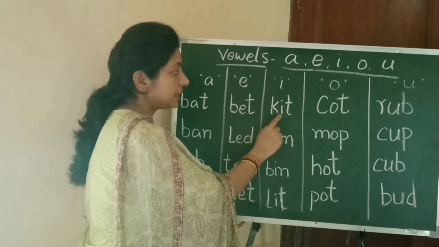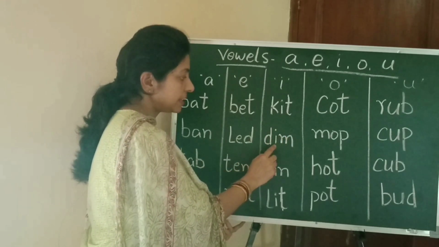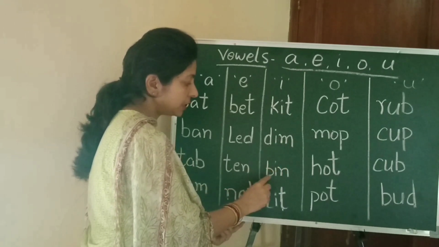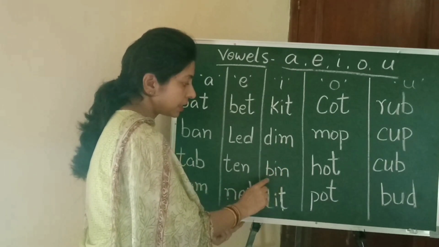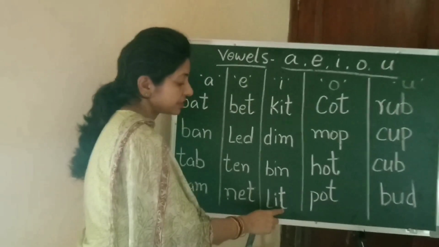I says E. K, I, T, kit. D, I, M, dim. B, I, N, bin. L, I, T, lit.